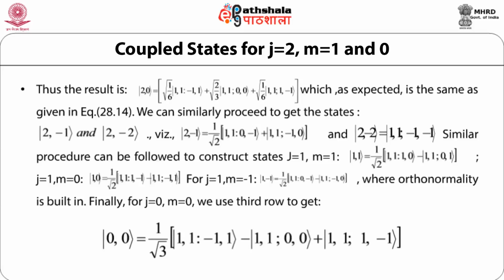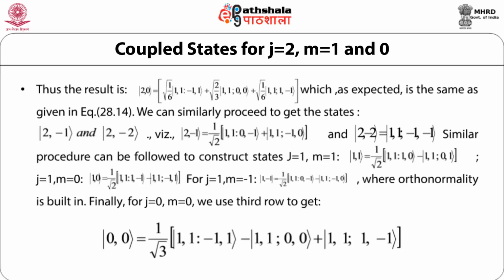That is, the first term on the right hand side corresponds to the state where m2 is equal to 1, m1 is equal to minus 1. The second state corresponds to m2 is equal to 0 and m1 is equal to 0, and the third state corresponds to m2 is equal to minus 1 and m1 is equal to 1. So in this manner we get the result as was expected, and again it is the same as the result that we had found out in the module 28.